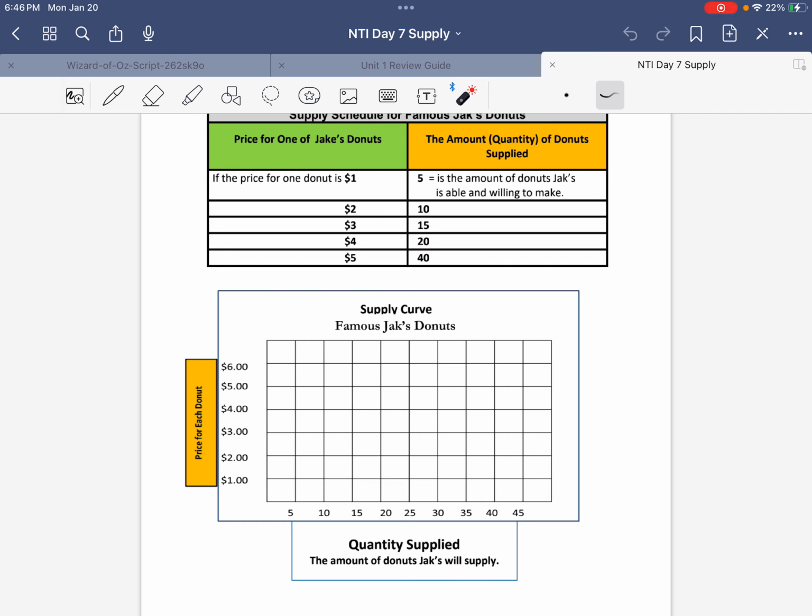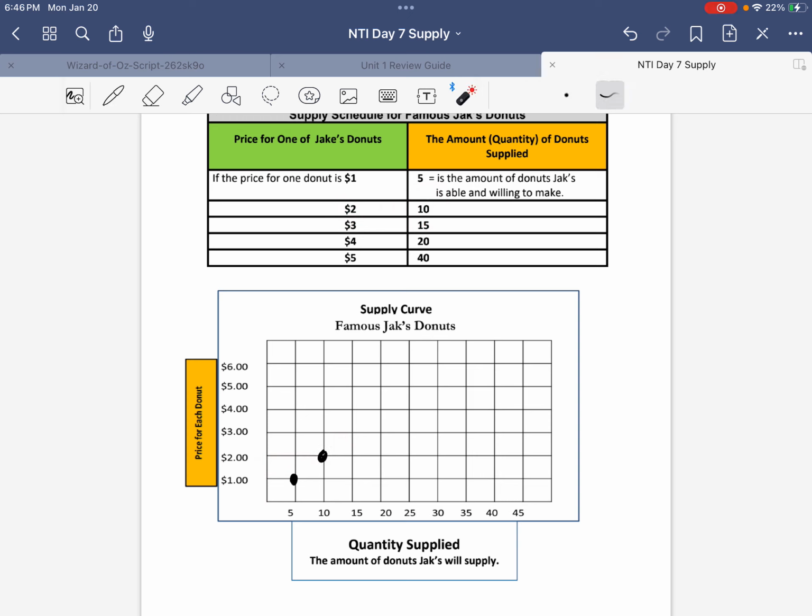So here I go. It says the price of one donut is $1. So I'm going to start here and go up to $1. And then 5 is what people will buy. So over to 5. And I'm going to put a little dot. Okay, next one. The price of a donut is $2. So I'll go up to 2. Then I run over to 10. So I go over here to 10 and put a little dot.